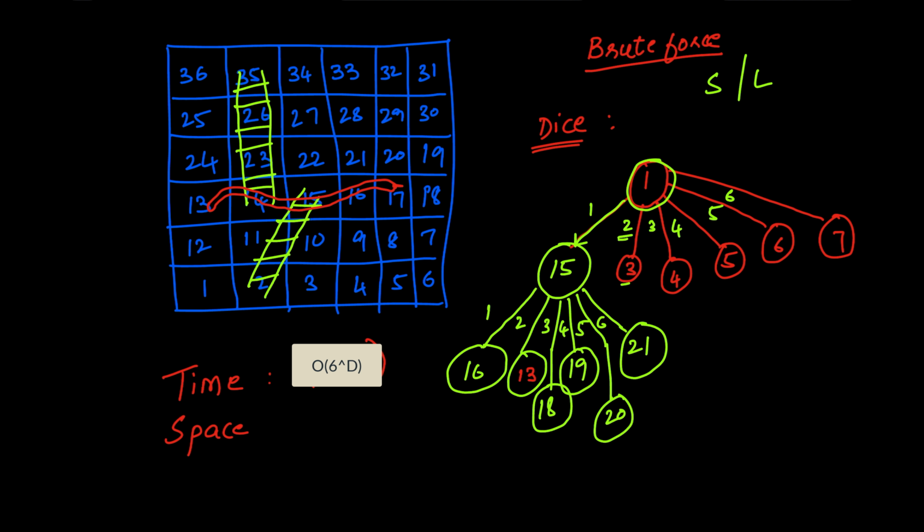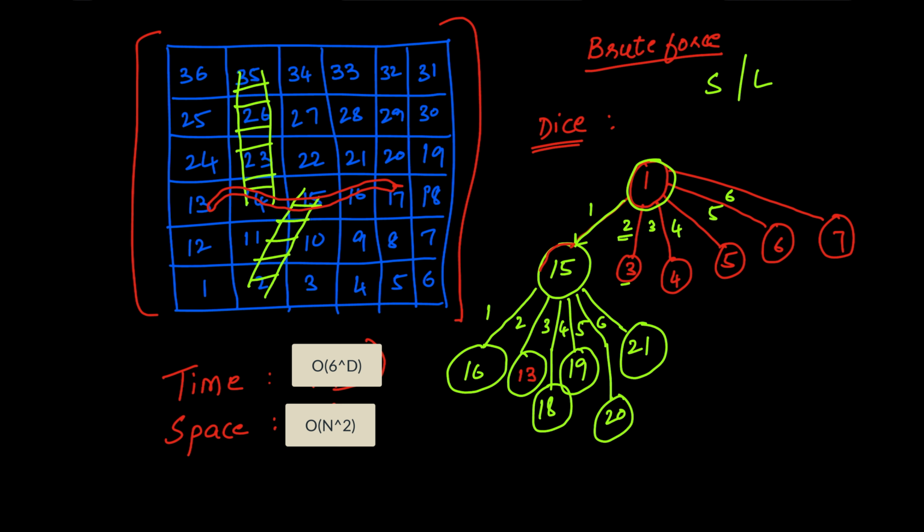With this solution, the time complexity is going to be O of 6 raised to power d, where d is the longest path from start to finish. The time complexity is high because we are trying all possible combinations to identify the minimum number of dice rolls needed to reach the last element, from 1 to 36. While the space complexity is O of n squared, as we are running a recursion stack, which requires some memory to maintain its state.